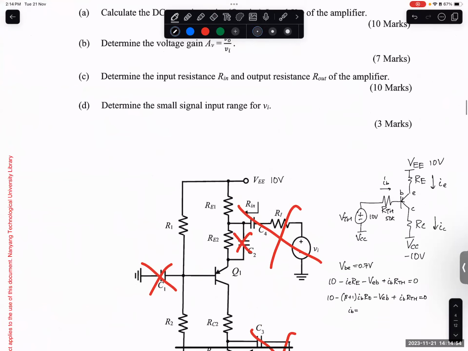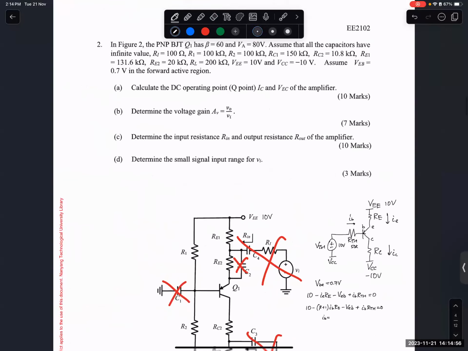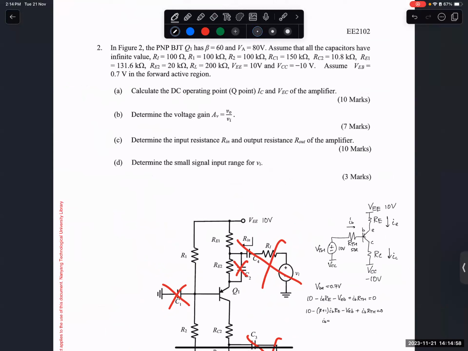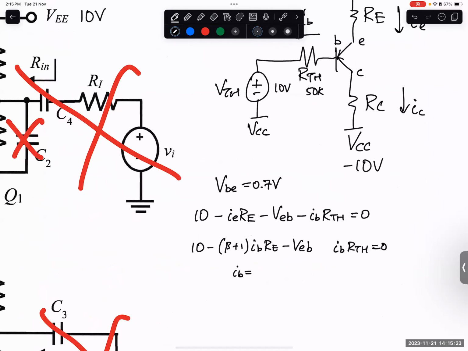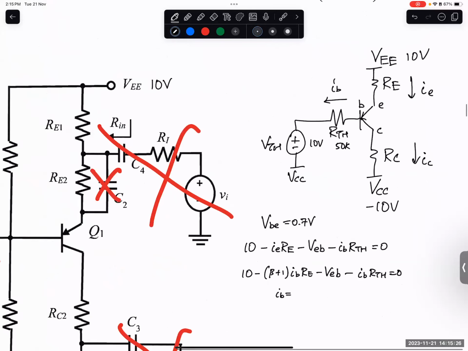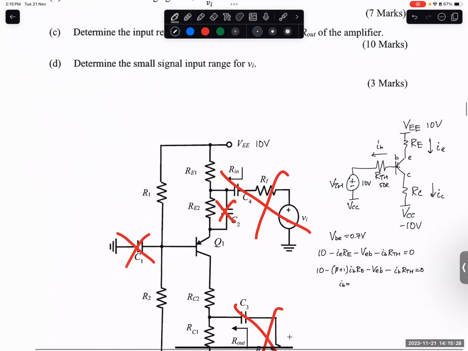Wait. Isn't IB supposed to go to ground, the other direction? 0 volts, that side is low potential. IB going to the left side. Okay, alright, then we do it like that. I was confused, because this is a PNP, so it's the opposite direction.